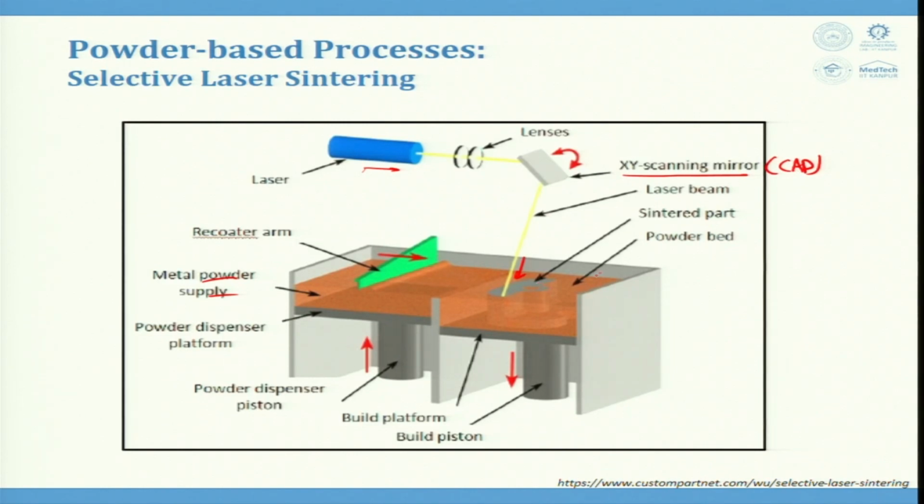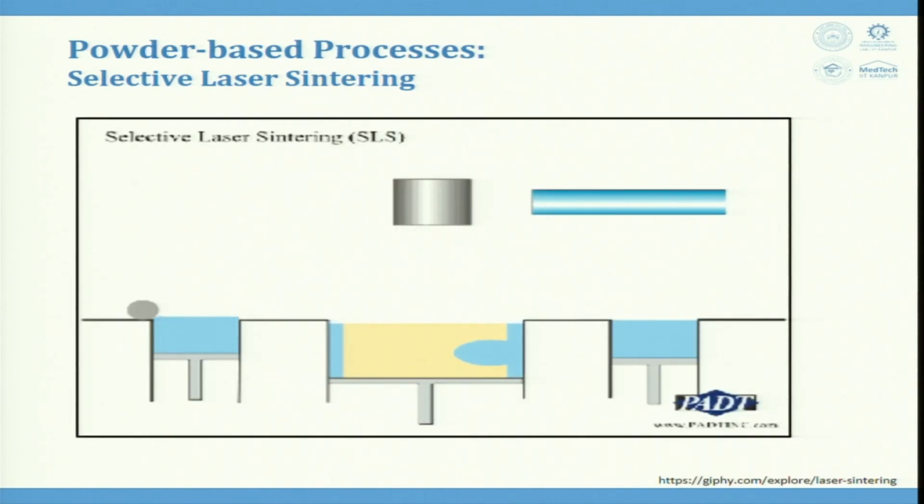So, this is the powder bed and here we have the sinter part. Here you can see the powder sinter dispenser piston, which is moving in upward direction to provide the powder as and when it is being used, and there is a piston that is moving down, so the component that is being built is coming down only. So, this is the build platform, and the left side is the powder dispenser platform. You can see the animated picture over it.